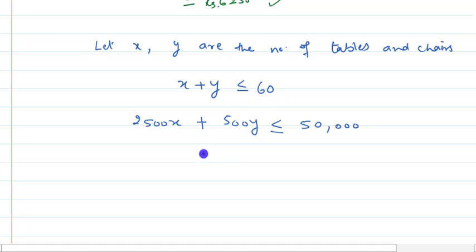Now the other two inequations are X greater than or equal to 0 and Y greater than or equal to 0. Why is this so? Because X and Y represent the number of tables and chairs. So these two cannot be negative. Either these are some positive quantity or 0, which means he is not purchasing one of the items.